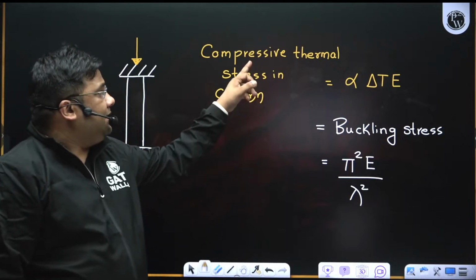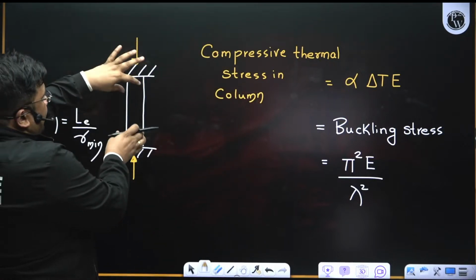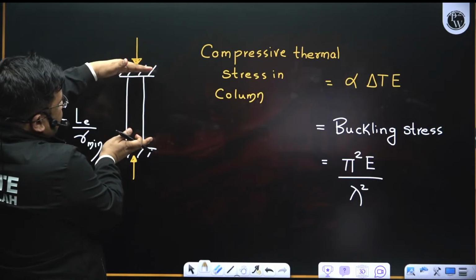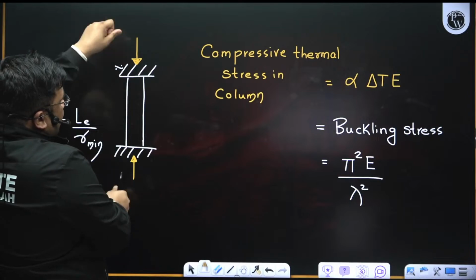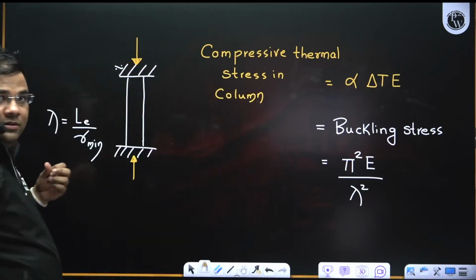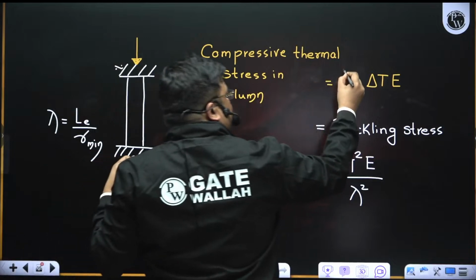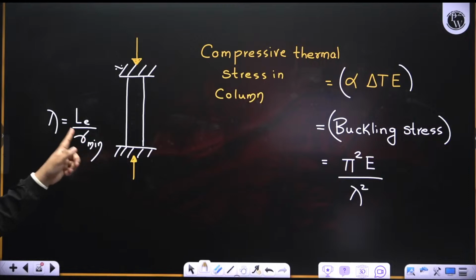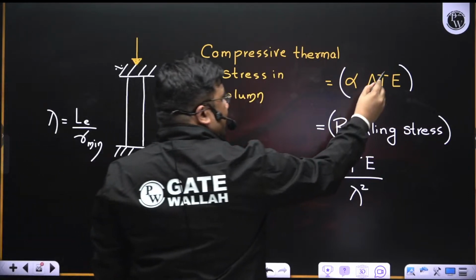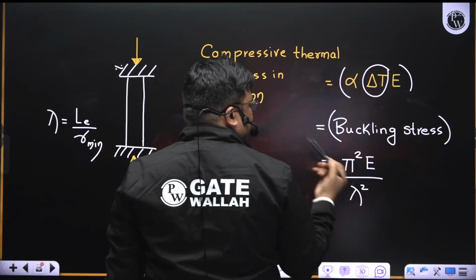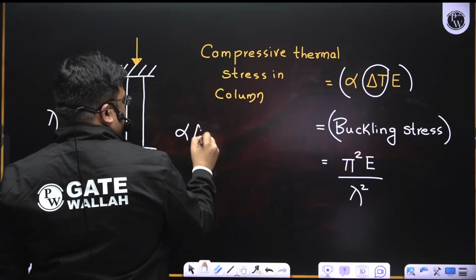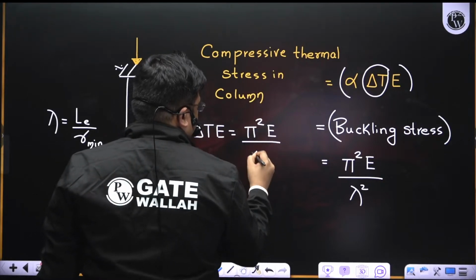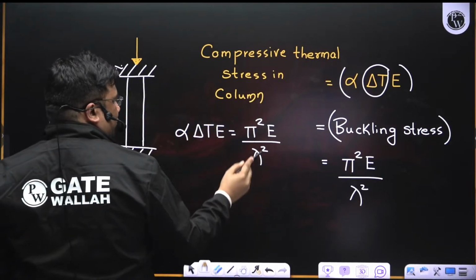Yes. So try to understand, when this column is there, increasing temperature, it will try to expand, but since the ends are fixed, it cannot expand. So the supports will exert some force, and due to that, there has to be development of thermal stress. It is compressive. So when this thermal stress becomes equal to the buckling stress, then what will happen? This column will buckle. So if I want to find out at what increase in temperature it buckles, then the thermal stress becomes equal to the buckling stress.